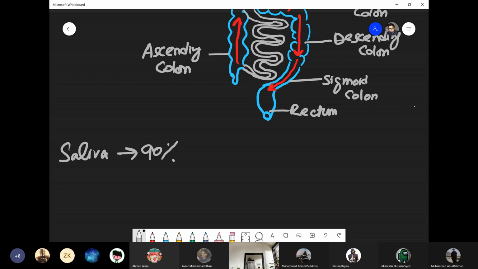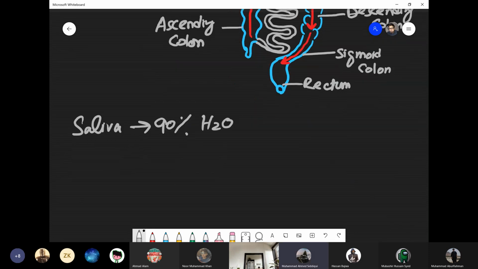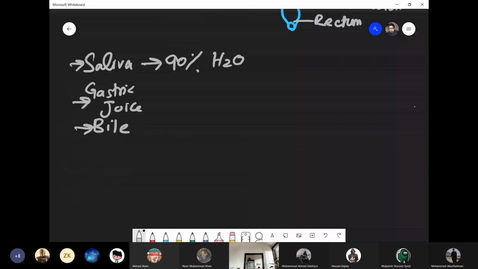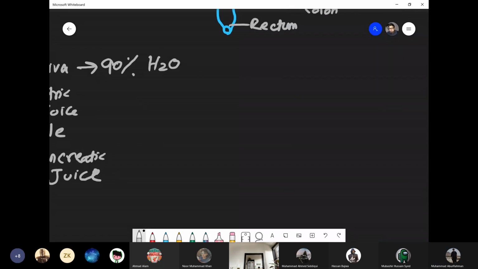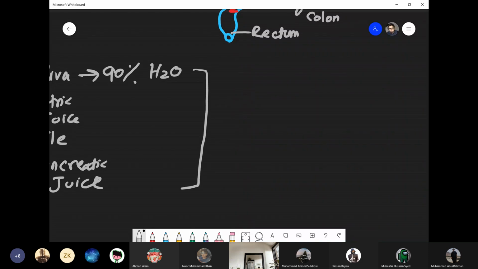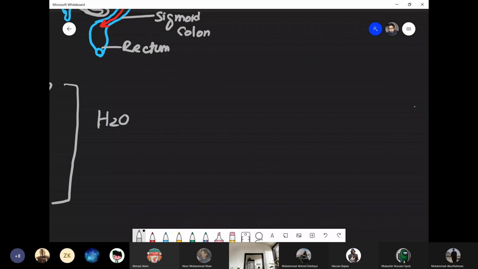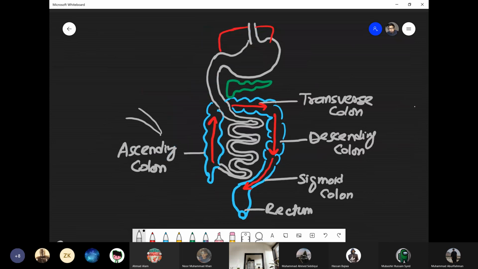Saliva had 90% water in it. Do you remember? Then, yes, there was water in gastric juice. There was water in bile. And there was water in pancreatic juice. So, boys, the water was added from the inside of our body. Now, this water needs to be returned back to the body. So, boys, in the large intestine, what happens?